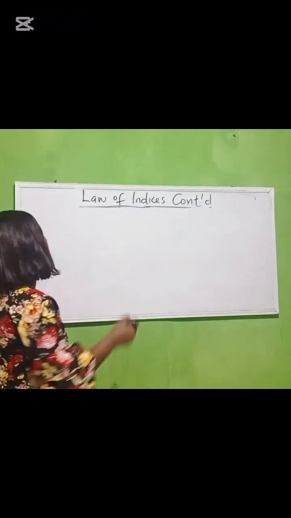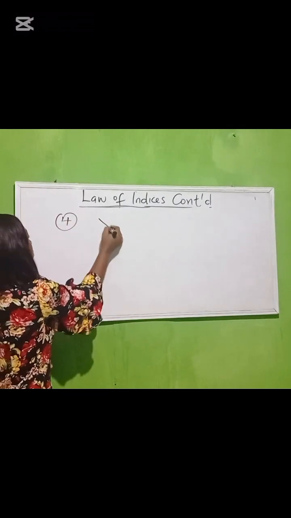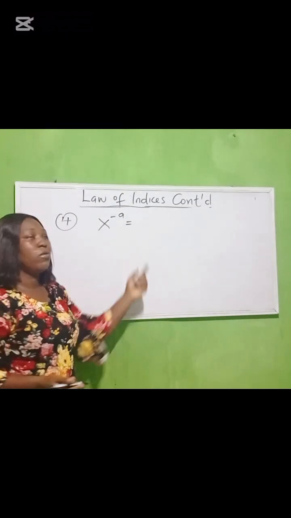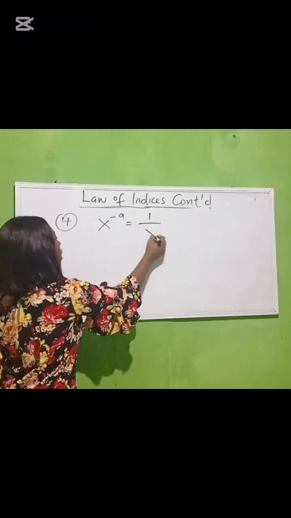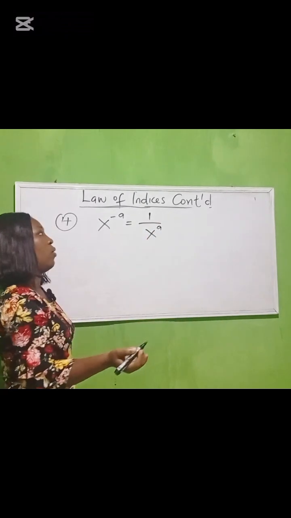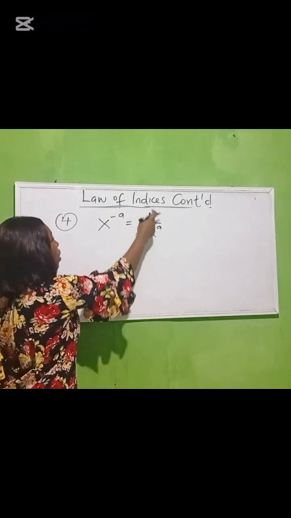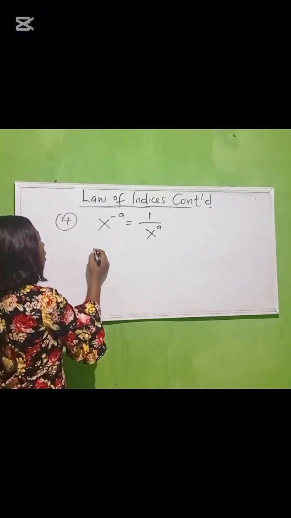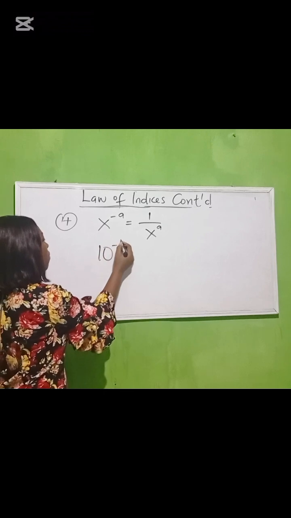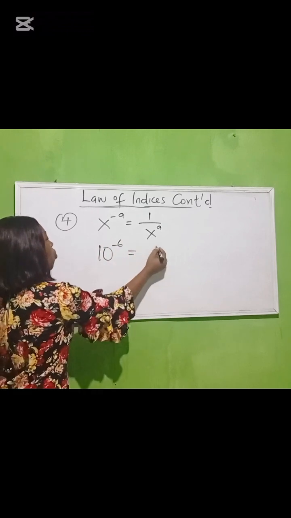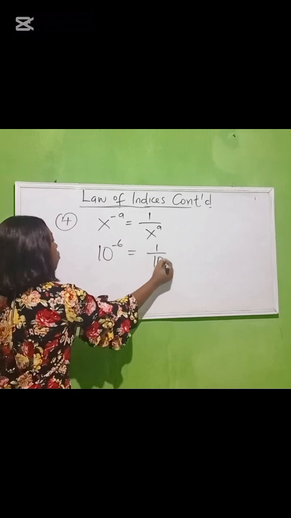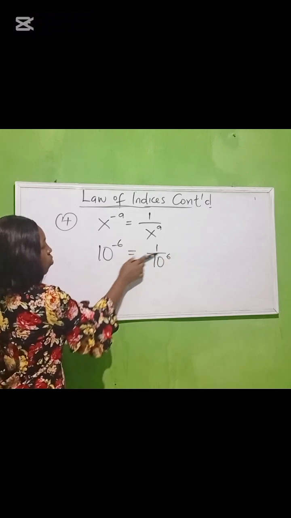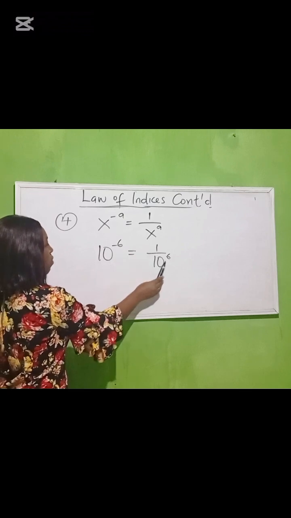Now the fourth one here is x raised to power negative a. And anything raised to power minus means 1 over x raised to power a. So this negative here stands for 1 over. Then you write your x raised to power a. Now, for example, you have 10 raised to power negative 6. So this will give you 1 over 10 raised to power 6. That's because you have a negative, this place represents 1 over. Then you write your 10 raised to power 6 here.